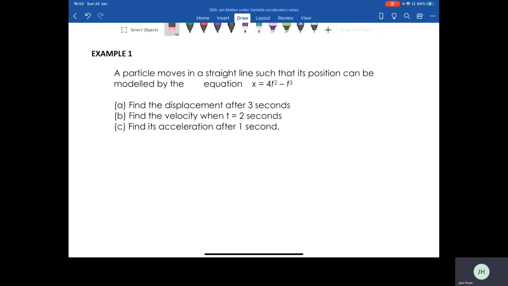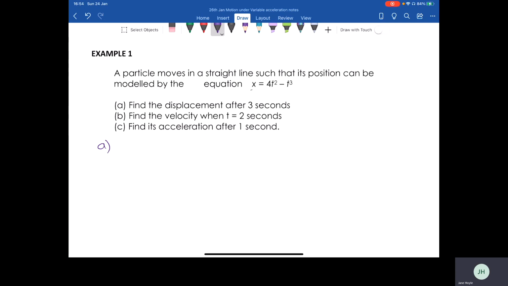So this first example. A particle moves in a straight line, so its position can be modelled by the equation. So we don't know what it is. We don't even need to sketch the graph particularly, although there will be some in a lesson next week. We can just work things out. We can just do the differentiation or the integration, whatever's required. So let's look at this. Part A. Find the displacement after 3 seconds.